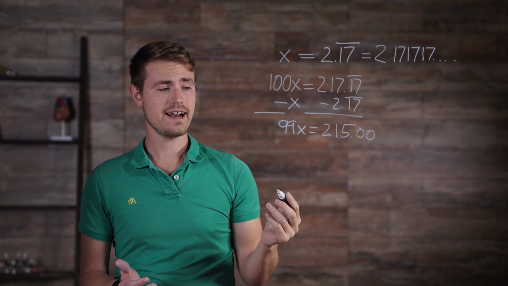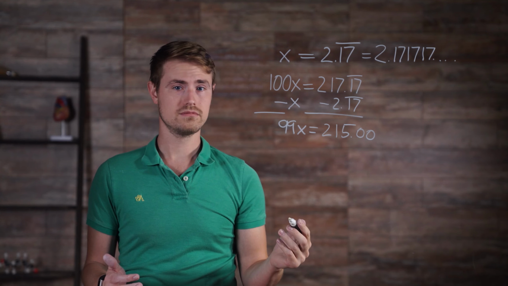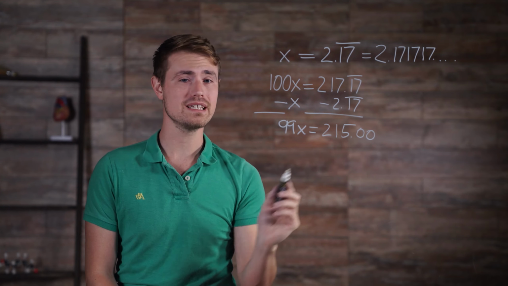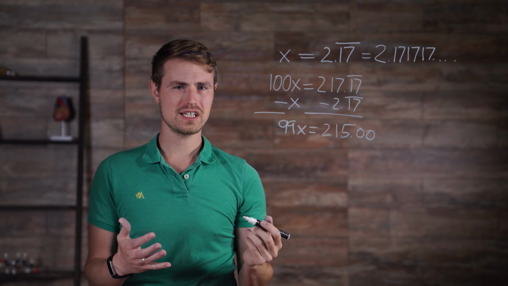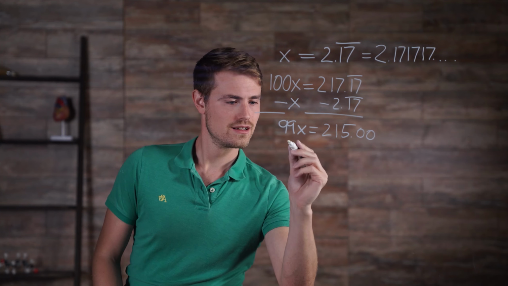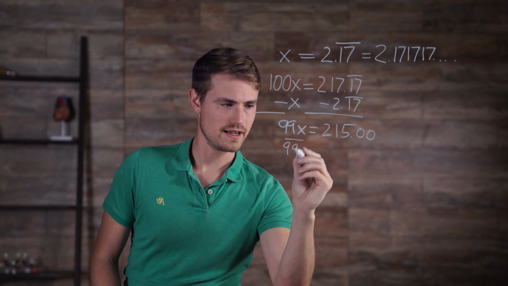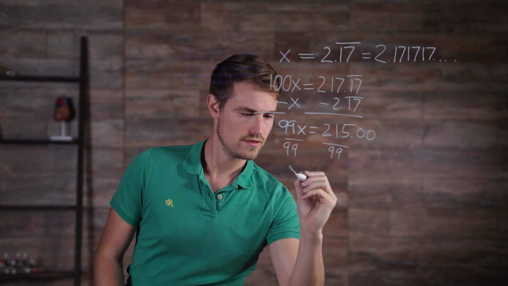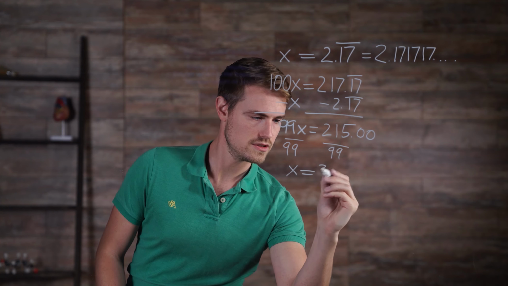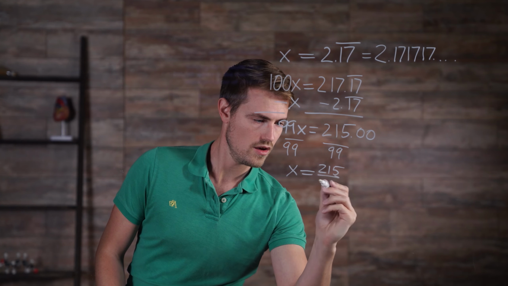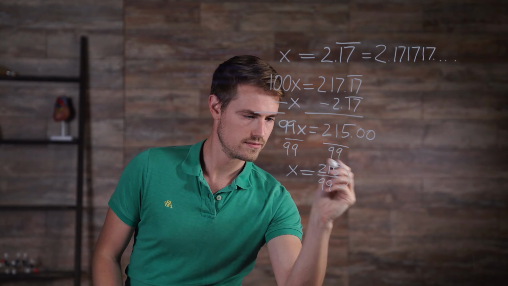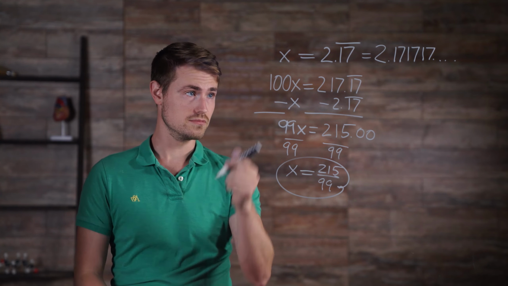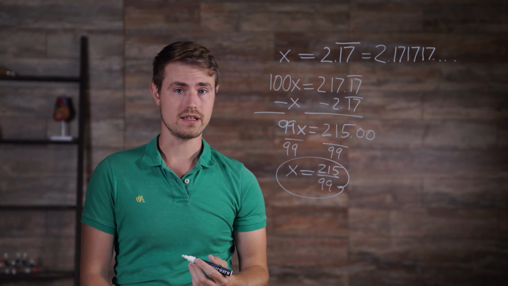So we have 99x is equal to 215. Notice that the repeating portion of the decimal is now eliminated. Solving for x results in dividing both sides by 99. x is equal to 215 over 99. This is a fractional representation of x equal to 2.17 repeating.